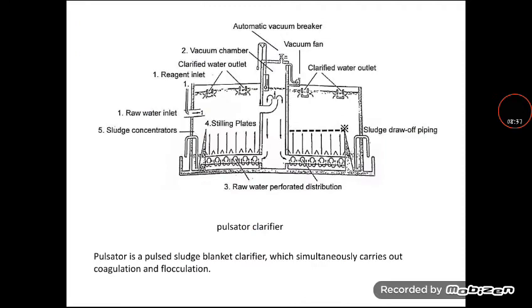Next one is the pulsator clarifier. This clarifier is normally used to carry out coagulation and flocculation together, because there are two chambers here, in one of which we add the coagulant. Then by means of this the flocculation may be achieved. This is the schematic diagram of the pulsator clarifier.